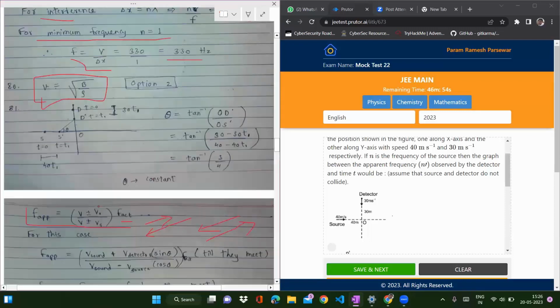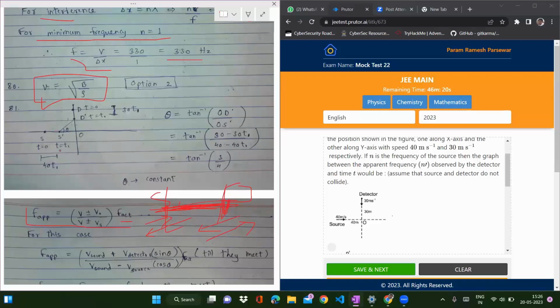And this formula is for the relative motion along the line which is joining the two bodies. If here it is the source and here it is the observer, the straight line which connects the two of them, the motion along this line is the relative motion we are concerned with. The perpendicular motion is of no use in changing the apparent frequency.